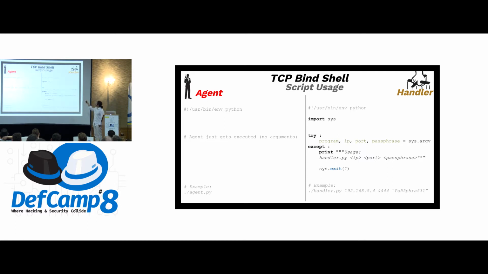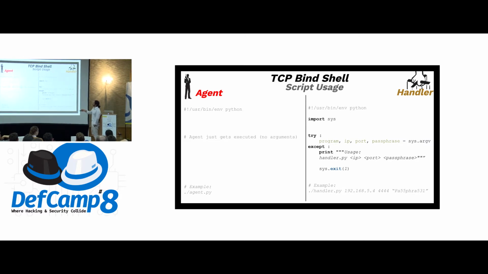Every pair of agent and handler has a passphrase for the encryption. So the encryption is not standard. It's an OTP mechanism. So there are no repeated sequences. There's nothing like that. It's entropy like 100% for infinite data. And we can also run the agent like that.